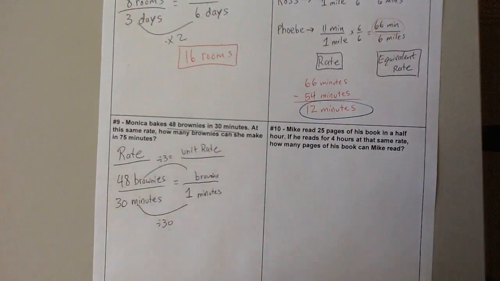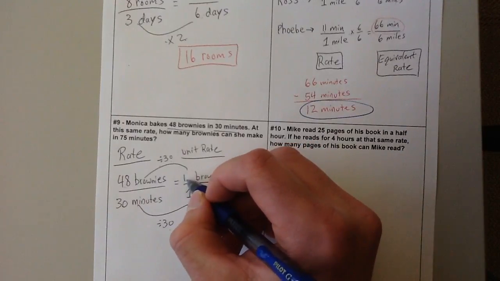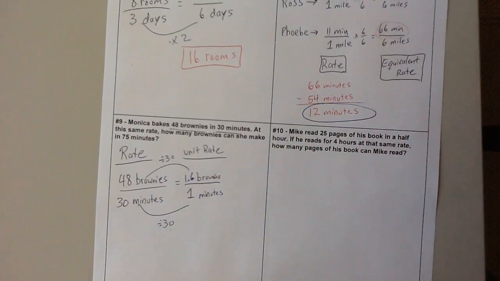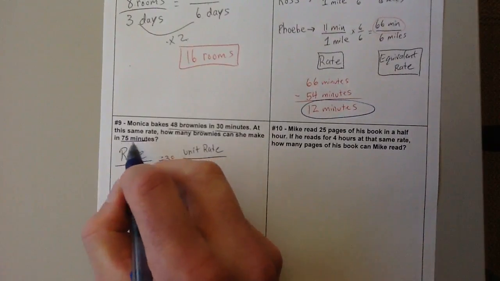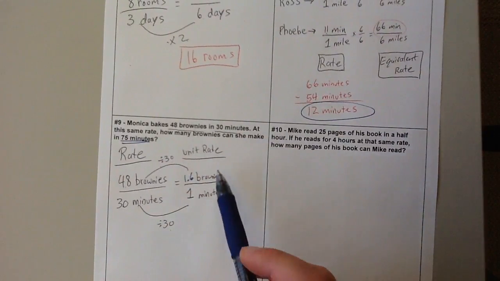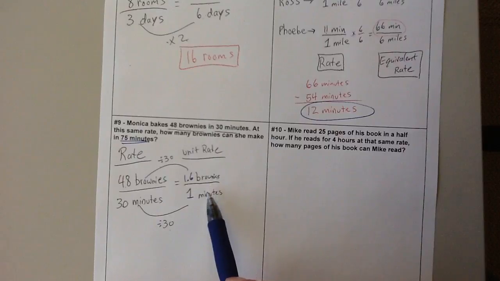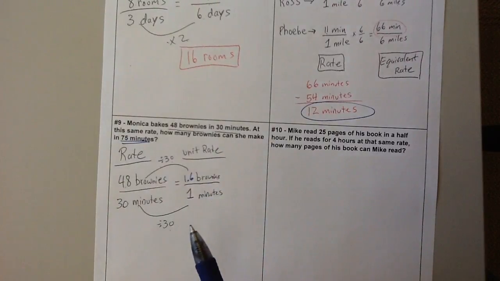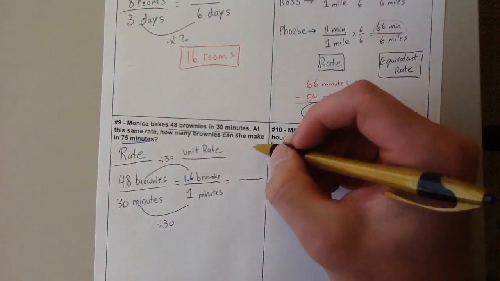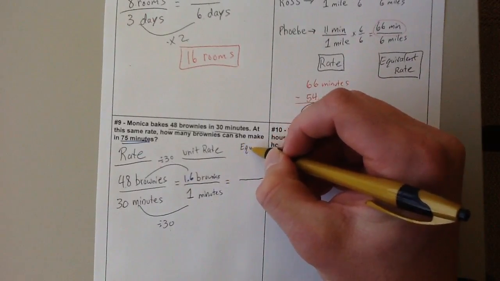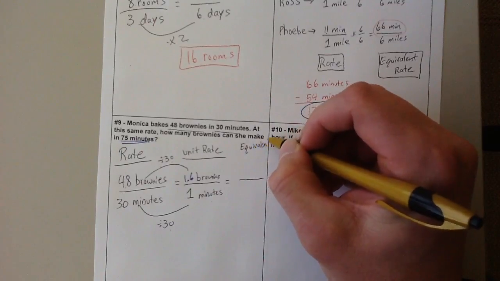So Monica can bake 1.6 brownies per minute, 1 6/10 of a brownie every minute. Okay, but I'm asked to find how many brownies she can make in 75 minutes. So if this is my unit rate, if I know how many brownies she can make in 1 minute, then I can find an equivalent rate to figure out how many brownies she can make in 75 minutes. So let's put equals and make an equivalent rate.